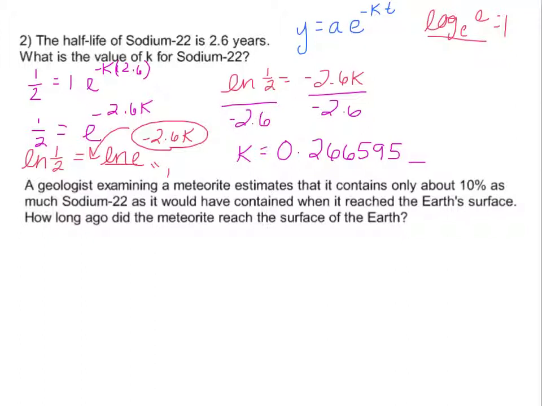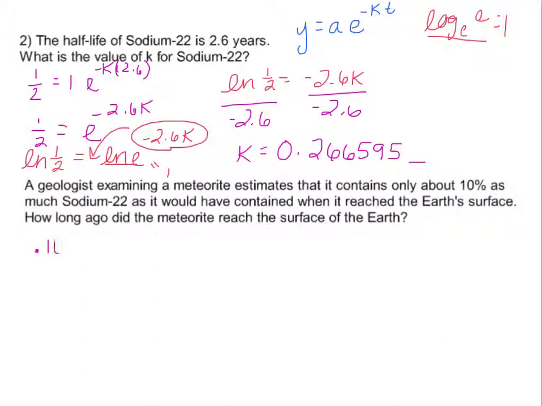So now part 2 of this question is we have a geologist examining a meteorite, who estimates that it only contains about 10% as much sodium-22 as it would have contained when it reached the Earth's surface. How long ago did the meteorite reach the surface of the Earth? Well, we now have the k value for sodium-22. We have the percent that it contained at the end, and so we can fill in what we know.